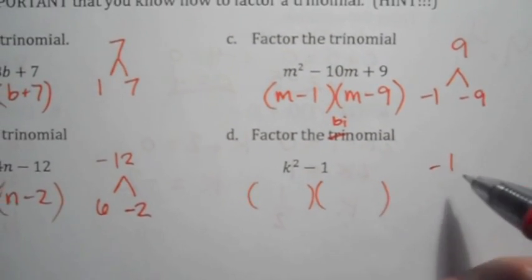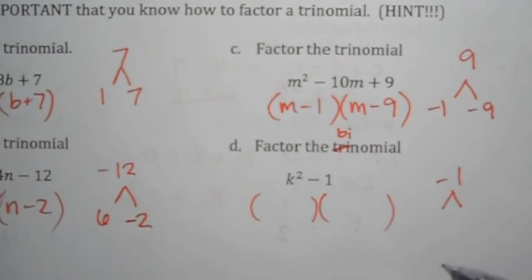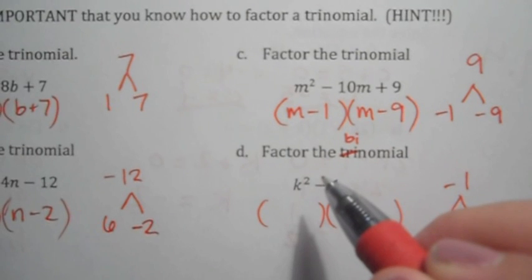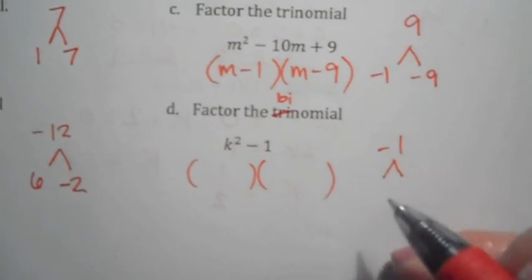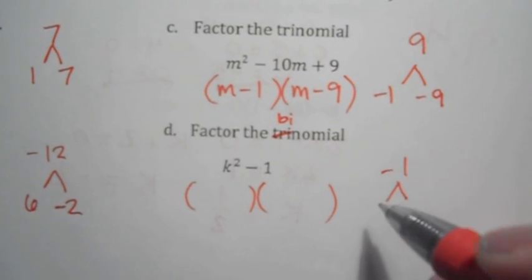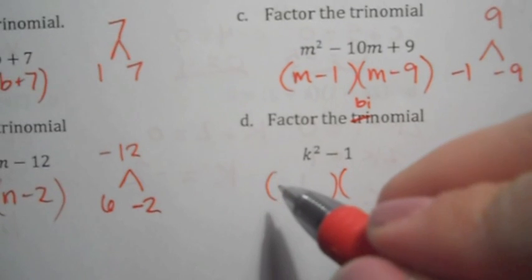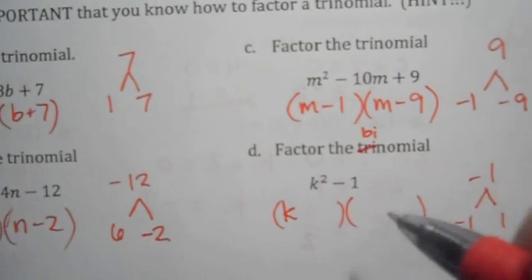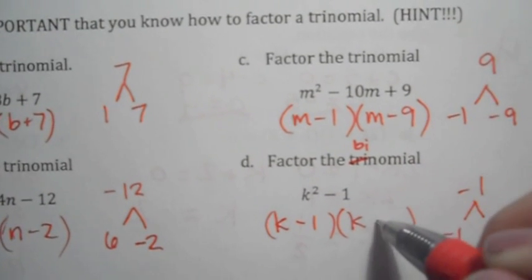We need two numbers that multiply to get negative 1, and then add to get, well, the coefficient of the middle term must be 0 because it's not there. Let's see. Two numbers that multiply to get negative 1, that would be negative 1 and 1. So we have our k in the front. We'll put a minus 1 and a plus 1.